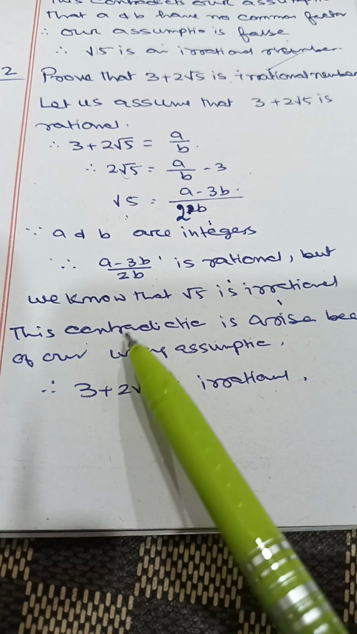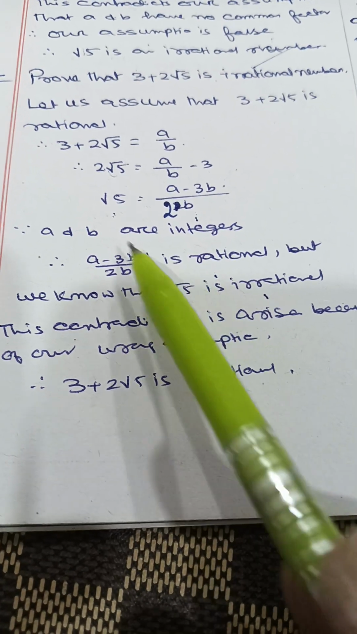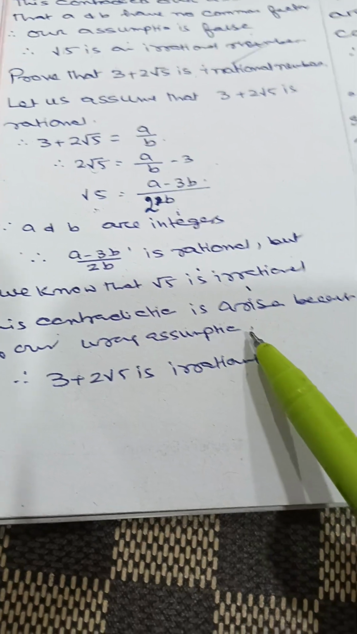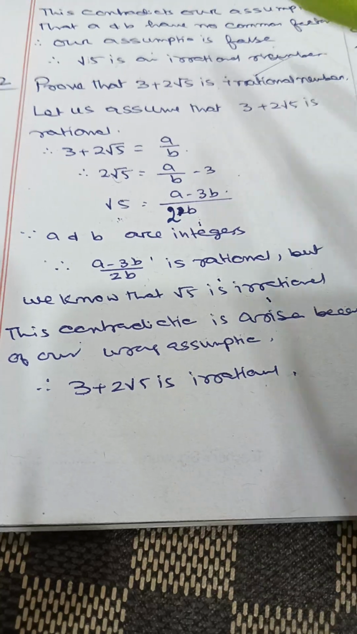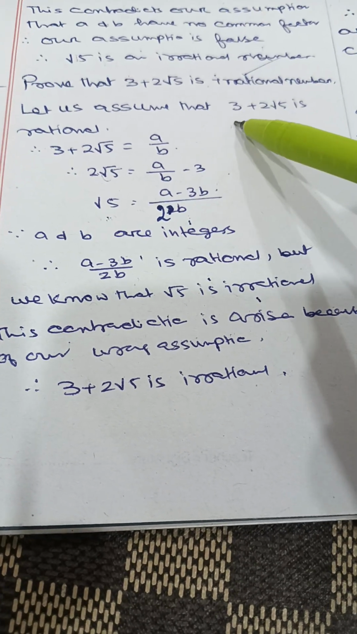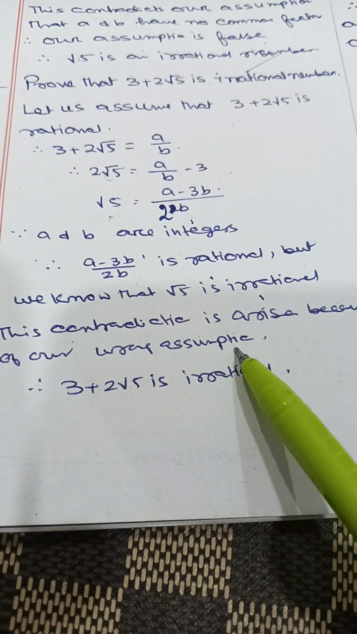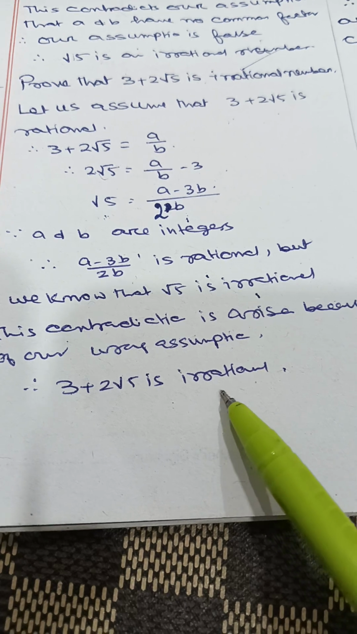So this contradiction arises: this side irrational, this side rational. This contradiction arises because of our incorrect assumption. What we have considered here, that 3 plus 2 root 5 is rational, was wrong. So it is proved wrong. Therefore, you write 3 plus 2 root 5 is irrational.